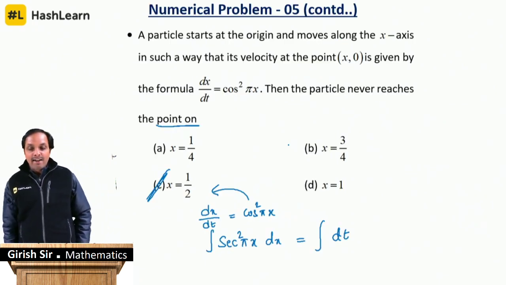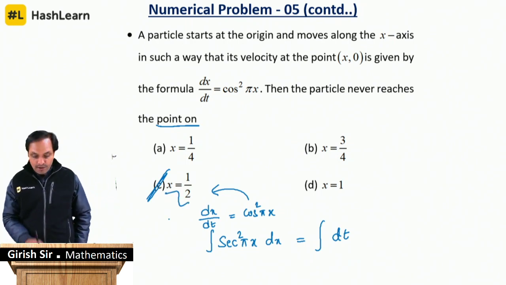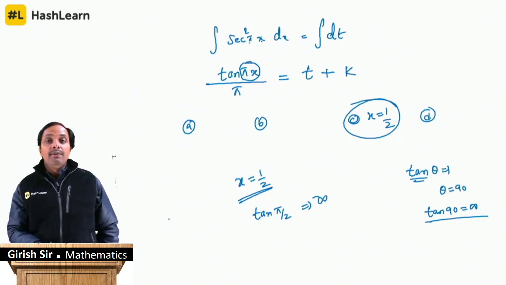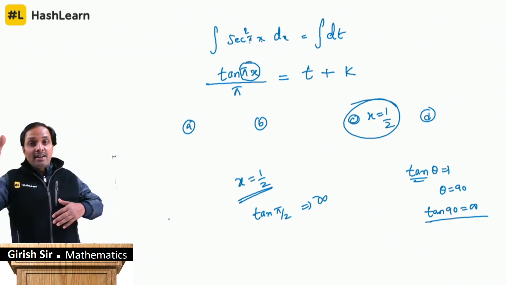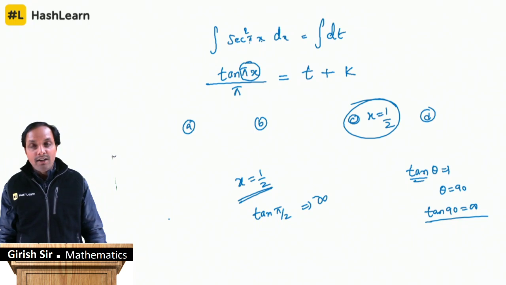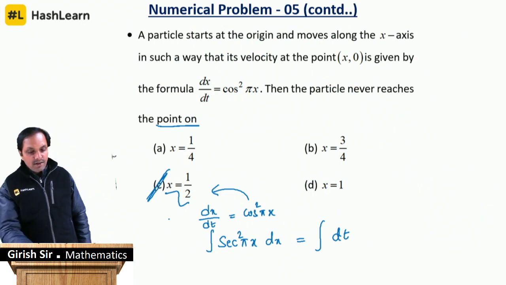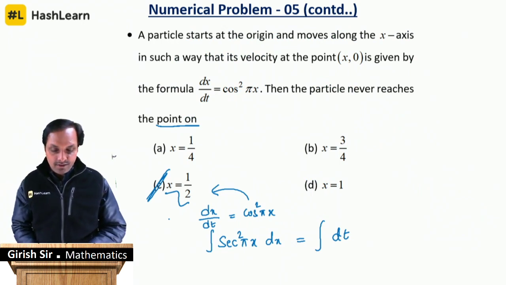So the particle never reaches the point means x is equal to half substitute किए तो ये हो जाएगा infinity. Means infinity means it cannot touch that point. It will go and touch only at infinity, which is very lengthy. Okay, so x is equal to half is the option which you need to mark. So option C is the right choice.